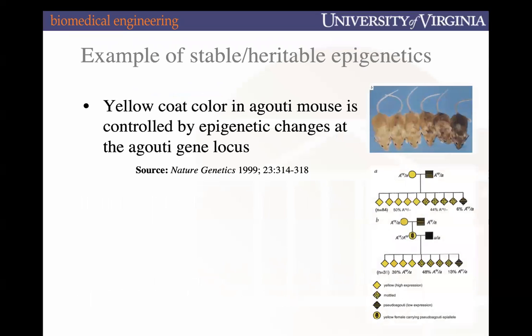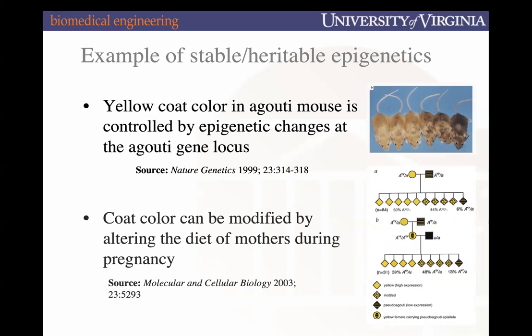There are, as you've probably been able to pick up by now, so many different kinds of mice that we use in research, and they all have different names. There is a mouse called the agouti mouse, where their yellow coat color is regulated by a specific gene locus called the agouti gene locus. And what's really fascinating is that in the agouti mouse, that coat color can change simply by altering the diet of the mother during pregnancy.